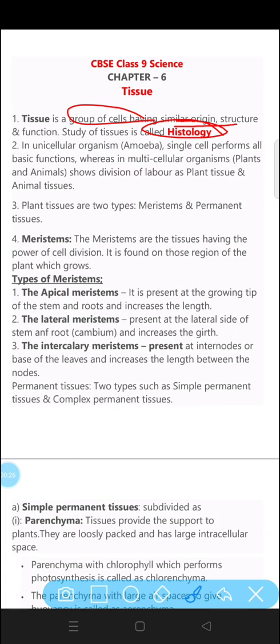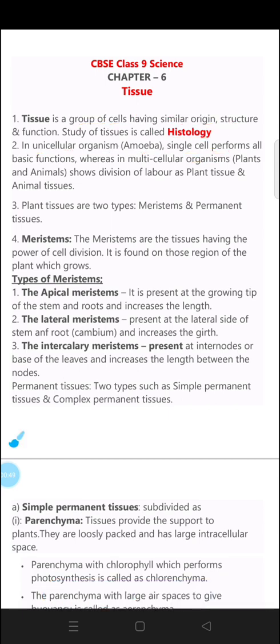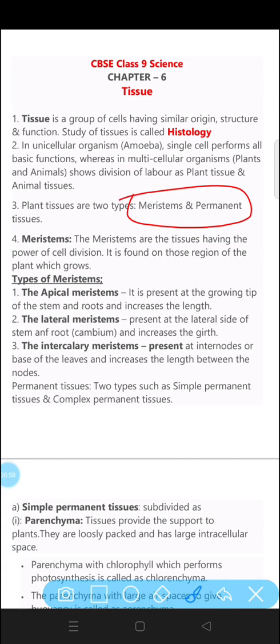If we talk about unicellular organisms like amoeba, they have only a single cell which performs all the basic functions. But if we talk about multicellular organisms like we human beings, plants and animals, they have division of labor among them. So, there are two types of tissue, plant tissue and animal tissue. First of all, we will discuss plant tissue. Plant tissue is of two types, meristematic and permanent tissue.